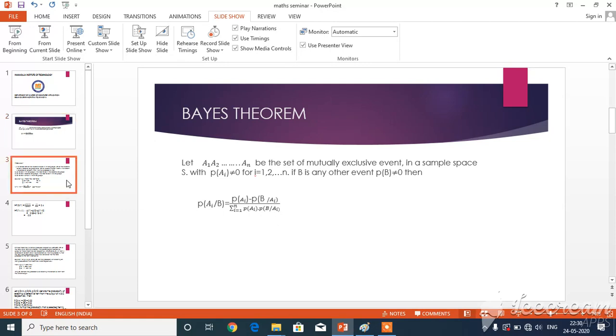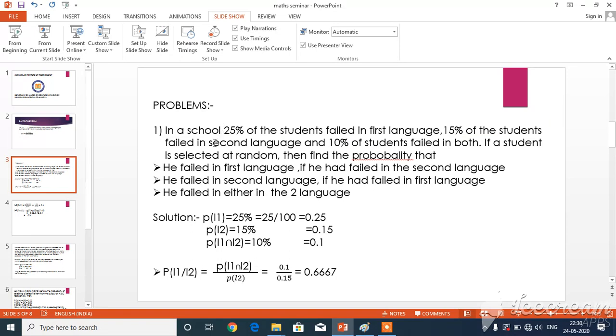Now we can see an example problem 1 in Bayes theorem. In a school, 25% of students failed in the first language, 15% of students failed in the second language, and 10% of students failed in both the first language and the second language. If a student is selected at random, find the probability that he failed in the first language if he had failed in the second language, that he failed in the second language if he had failed in the first language, and that he failed in either of the subjects, not in both.